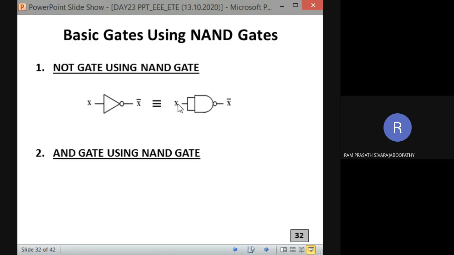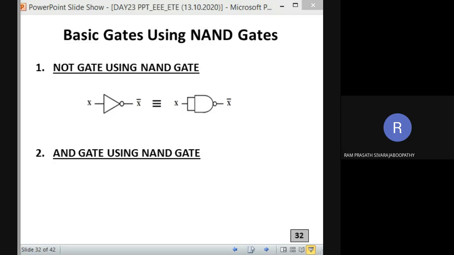AND gate using NAND gate. How can we do it? Any idea? If I am giving 2 inputs, as we just saw, A, B, then what output do we get from the NAND gate? We get A dot B whole bar. Fine? I have typed it in the chat. How can I obtain AB from this?